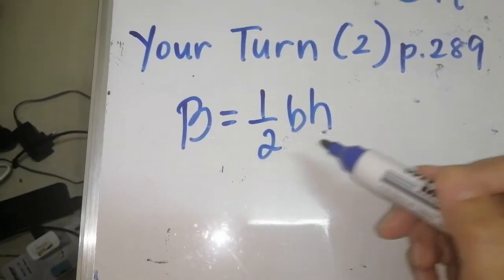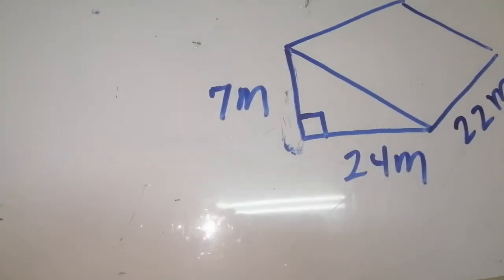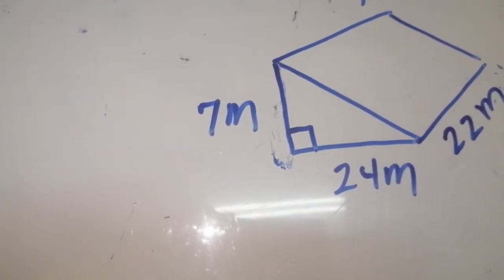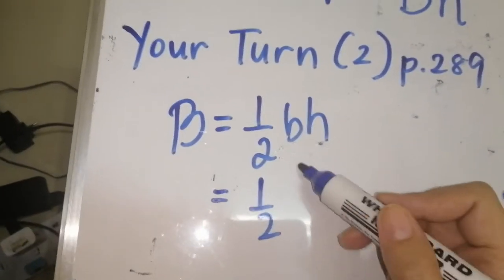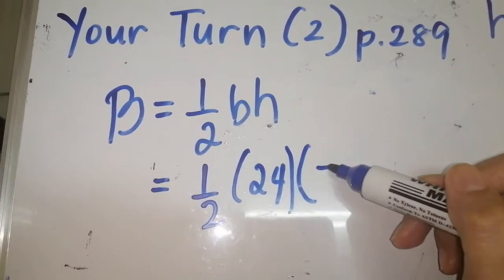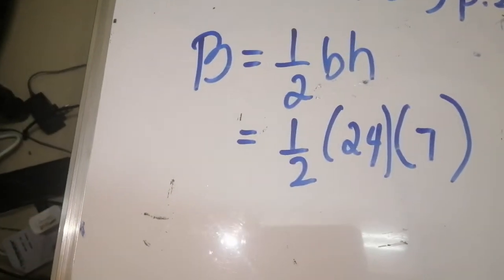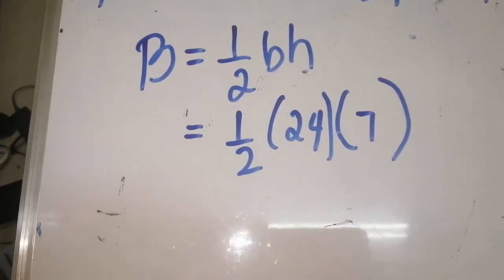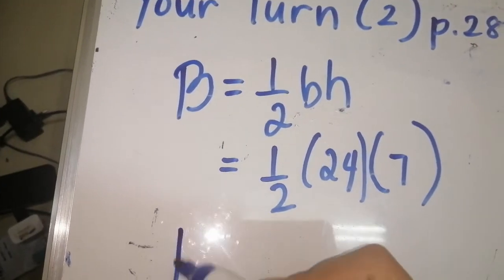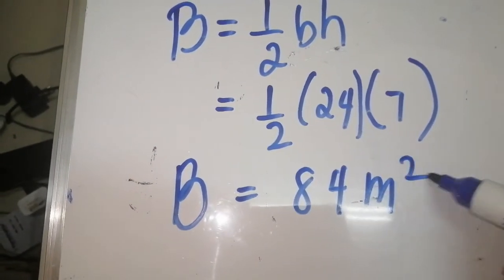So let's substitute. You have half. What is the base? 24. What is the height? 7 meters. So I have half times 24 times 7. If you multiply, you will get 84 meters square, because it's an area.